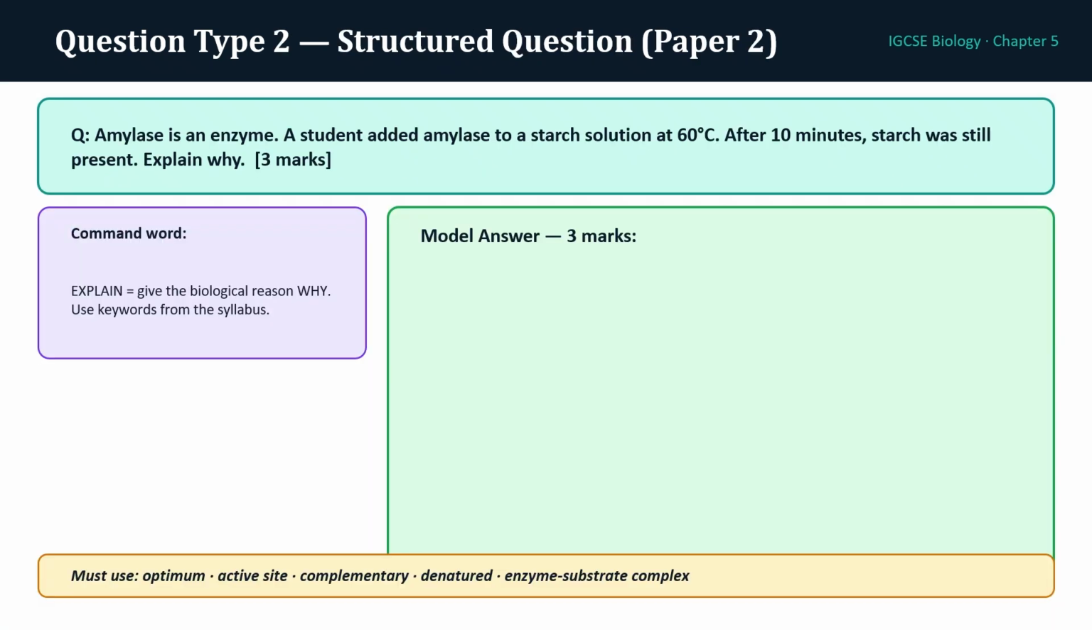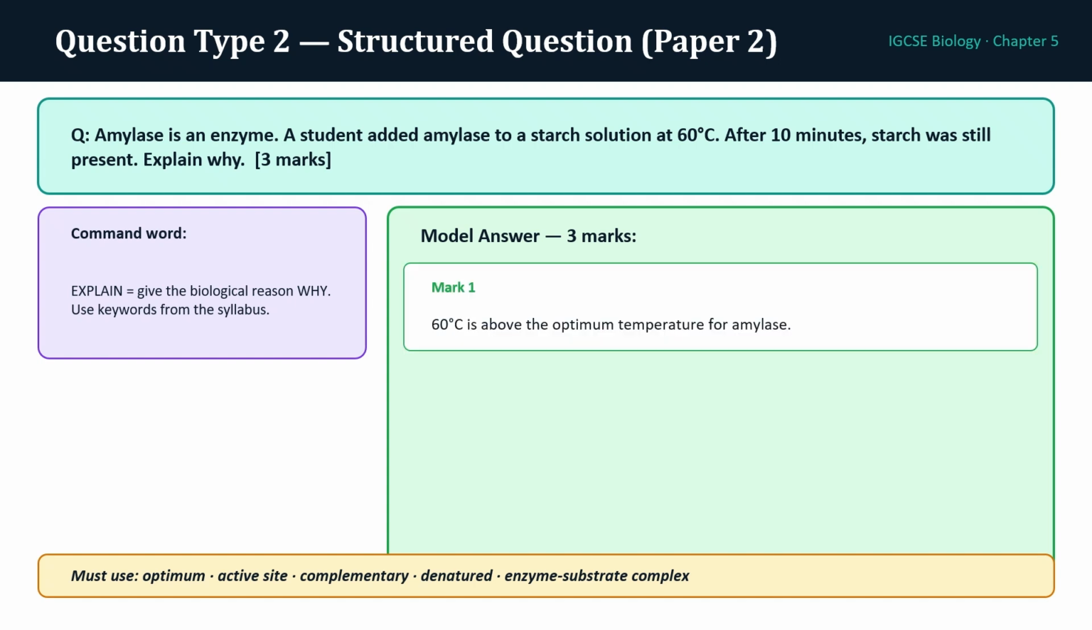Now look at question type 2, structured question, paper 2 style. Amylase is an enzyme. A student added amylase to a starch solution at 60 degrees centigrade. After 10 minutes, starch was still present. Explain why. 3 marks. Command word: explain. Give biological reasons why. So the model answer is 3 points, 3 marks. Mark 1. 60 degrees centigrade is above the optimum temperature for amylase. Simple first point. Always state this.